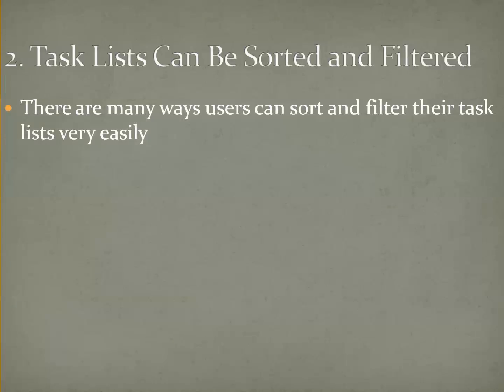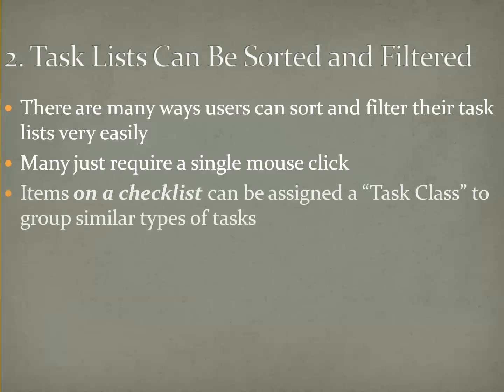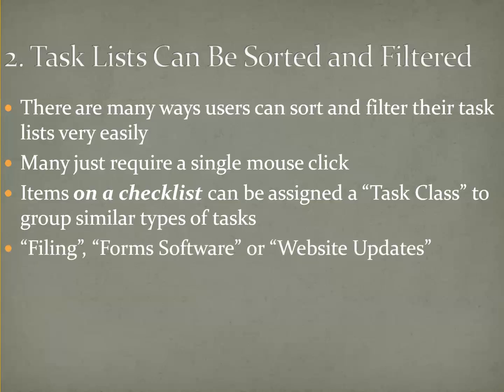So in the application, there are many, many ways that users can sort and filter their task list very, very easily. Many of them just require a single mouse click. And it also enables you to set up items on a checklist where they're assigned to a task class to group similar types of tasks. So in our last example, you could have a task list for filing or form software or website updates.